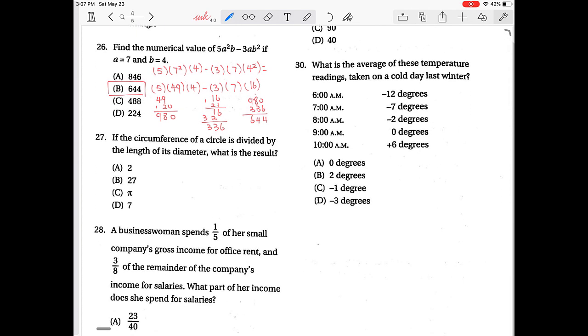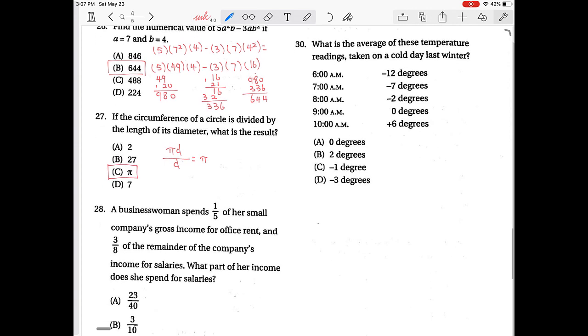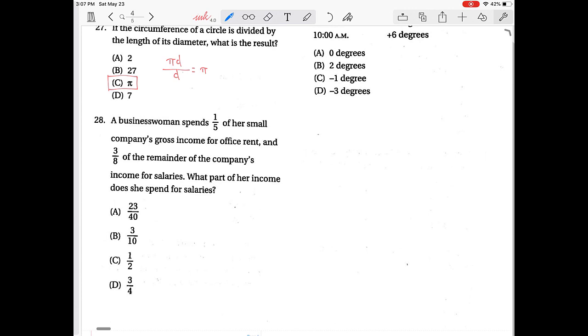Number 27. If the circumference of a circle is divided by the length of its diameter, what is the result? The formula for circumference of a circle is 2 pi r or pi d. Divided by the diameter, which is d, we'll get pi. That is option Charlie.